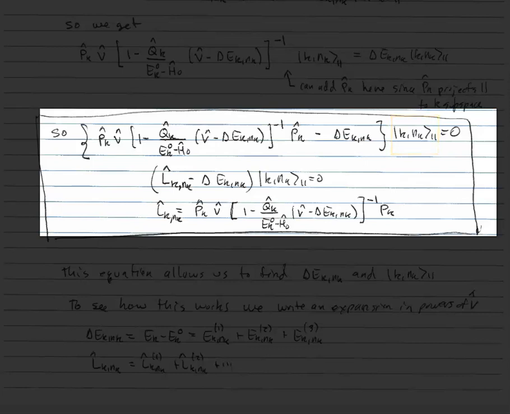So we can call that operator L hat k, nk, and then the equation is L hat k, nk minus delta E k, nk acting on |k, nk parallel⟩ is equal to 0. And that's, if you like, an eigenvalue-eigenvector relationship, okay? That means that we should think of expressing this operator, L k, nk, as a matrix in the degenerate subspace.